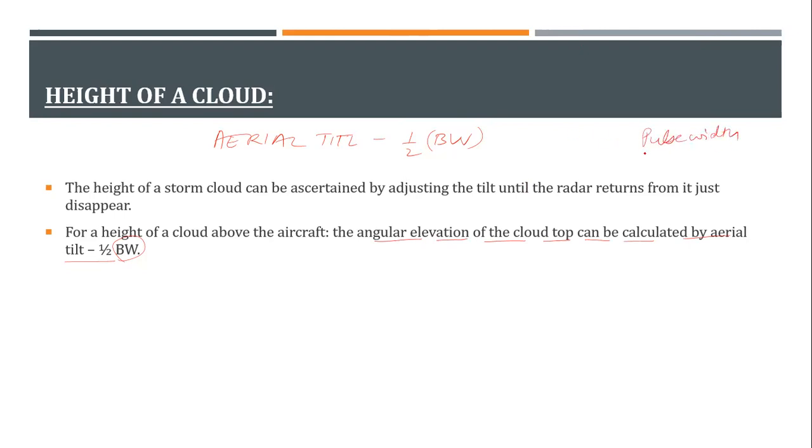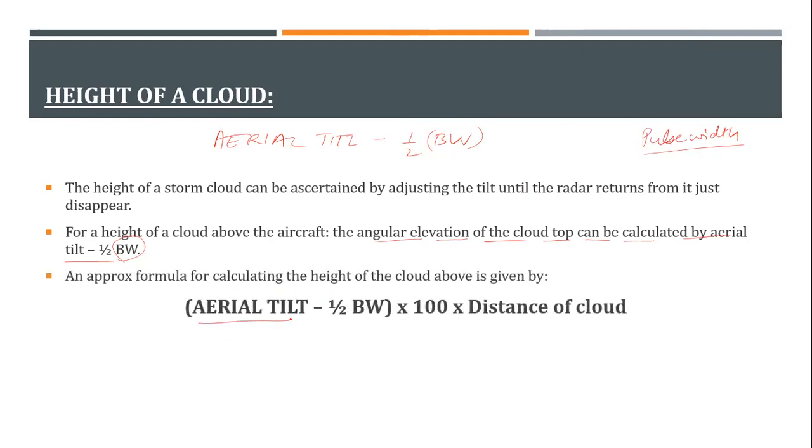Okay, this is also present in notes. An approx formula for calculating this: aerial tilt minus half beam width into 100 into distance of cloud. Okay, this will give you the height of the cloud. Now, why is the height of the cloud important? Because we need to avoid the cloud. How can we avoid the cloud? By climbing over it, by going left and right.